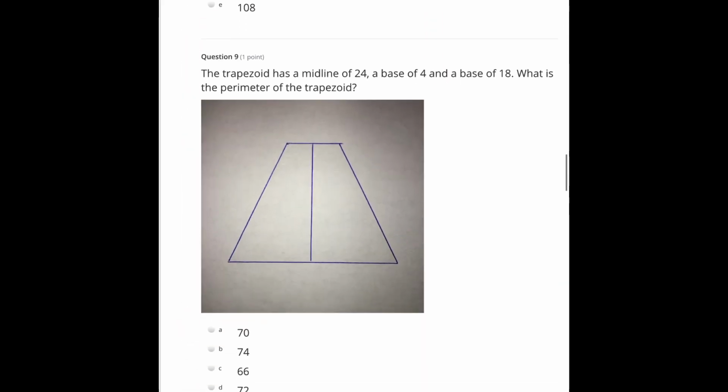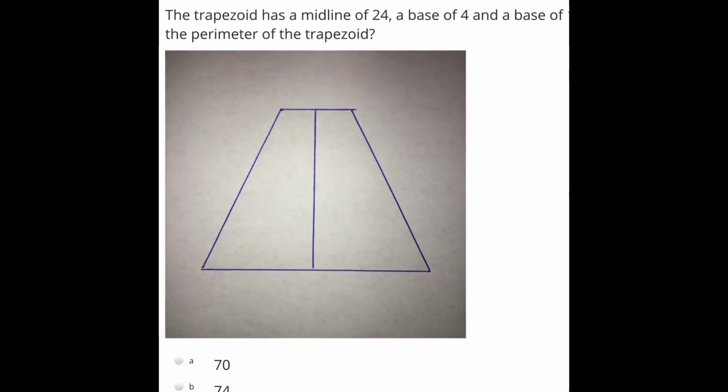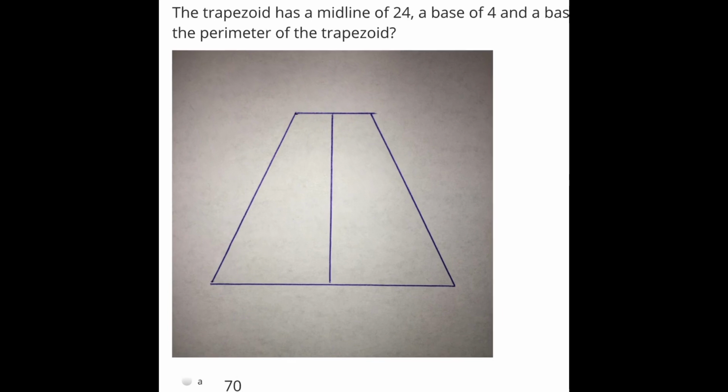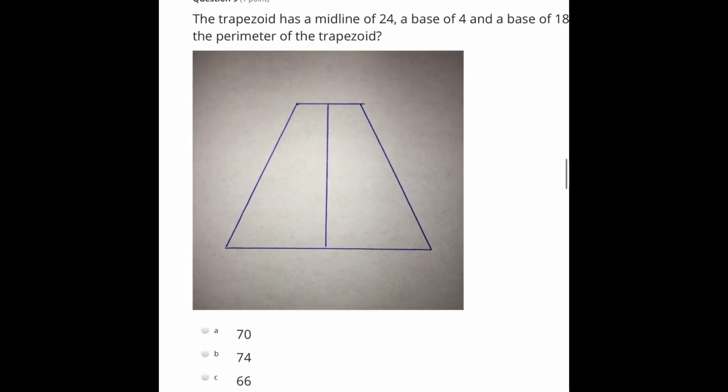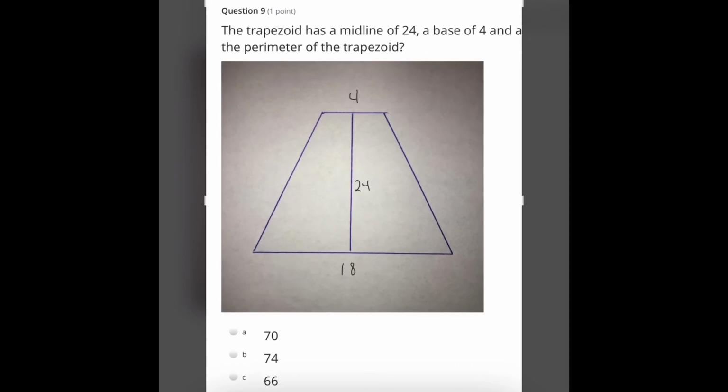Okay, moving on to number 9. Find the perimeter of this trapezoid. Well, they tell you the midline is 24, and your two bases are 4 and 18. So 24, 4, 18. Okay, well, I need to figure out the left and the right side, which would be the same length, because you have a midline cutting this into 2 equal parts.